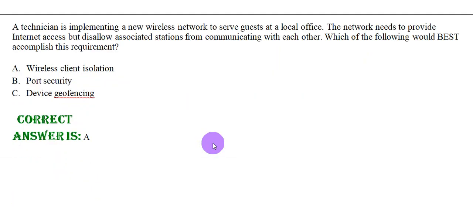A technician is implementing a new wireless network to serve guests at a local office. The network needs to provide internet access but disallow associated stations from communicating with each other. Which of the following would best accomplish this requirement? Option A, wireless client isolation. Option B, port security. Option C, device geofencing. The correct answer is option A.